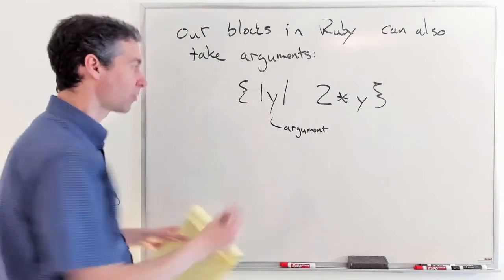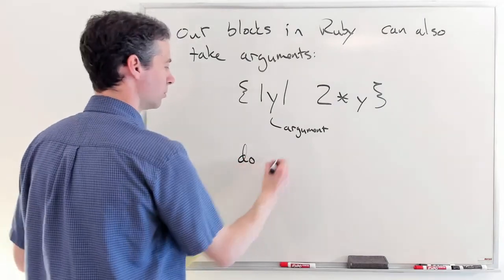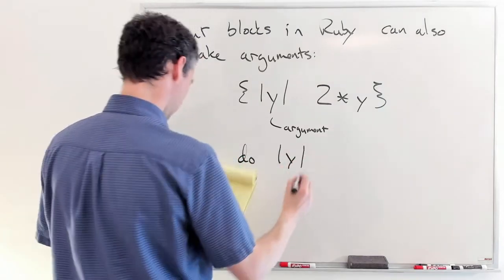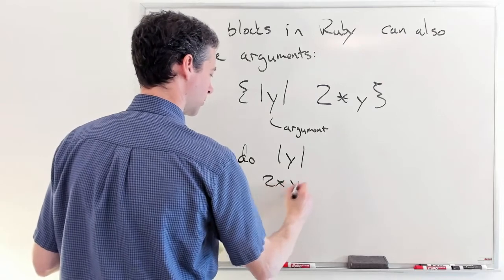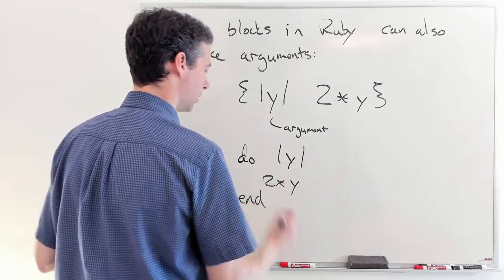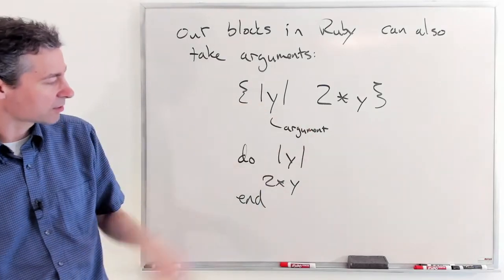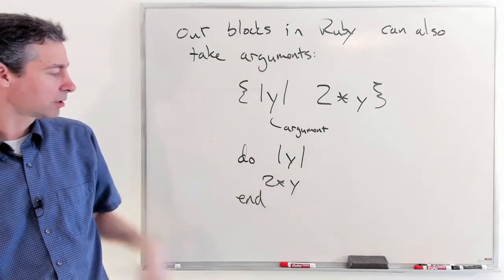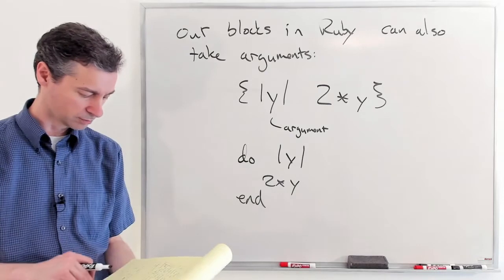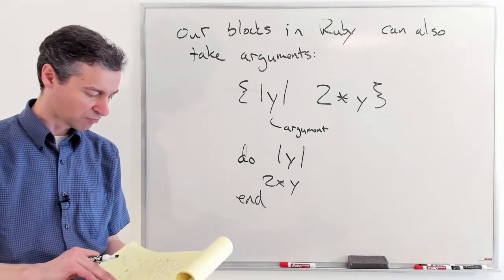Okay, we can also write it as do, this 2 times y, end. So when we want to use the do and the end, we just go ahead and stick that there, and then we put our code in there, and there we are. So nice and good. All right.